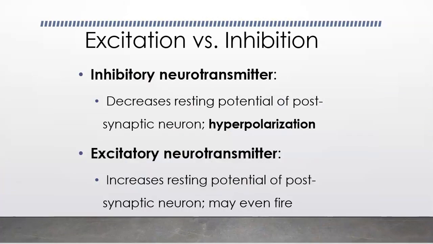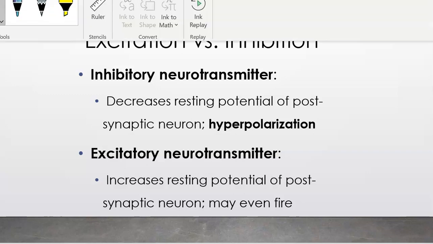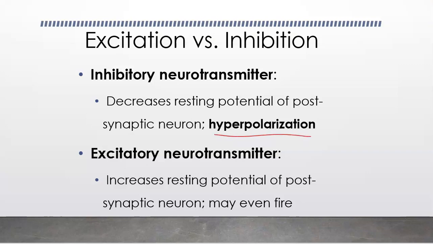So I mentioned before that there are two different types of neurotransmitters. We have excitatory neurotransmitters and inhibitory neurotransmitters. Inhibitory neurotransmitters decrease the resting potential of the postsynaptic neuron, causing hyperpolarization. That means we're getting more negative, going from negative 70 to about negative 90, okay?